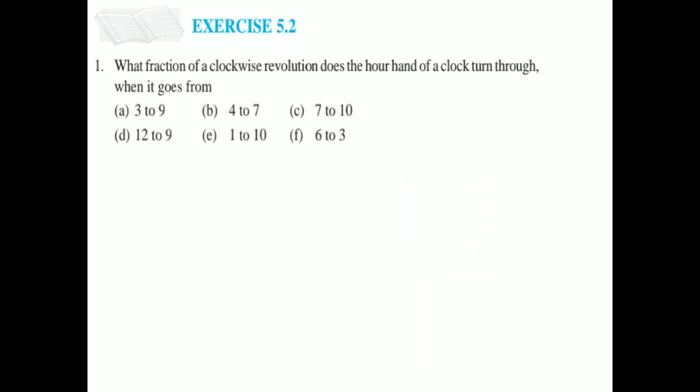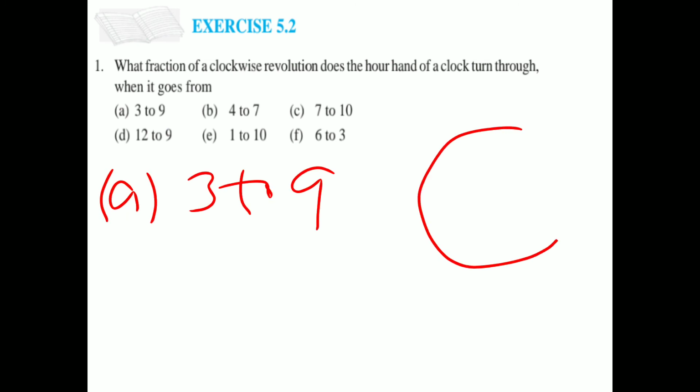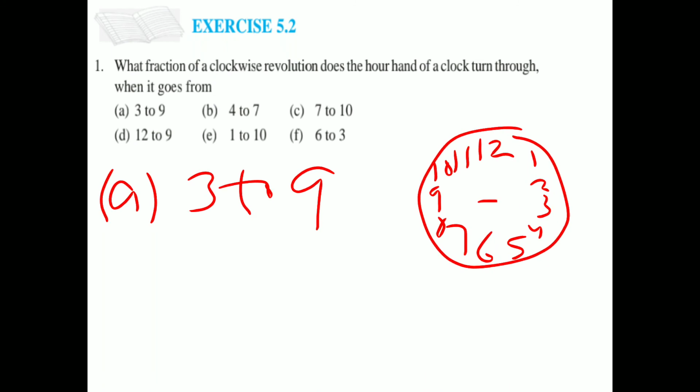If you want to make a square one, you can make a square one. If you want to make a circle one, you can make a circle one. Firstly, I start with the A part, that is 3 to 9. Clear? Now see. And they said, what fraction? You have to give the answer in a fraction. 12, 1, 2, 3, 4, 5, 6, 7, 8, 9, 10, 11. They said from 3 to 9. What does it make? 180 degree angle, because it is a straight line. Straight line means 180 degree angle.